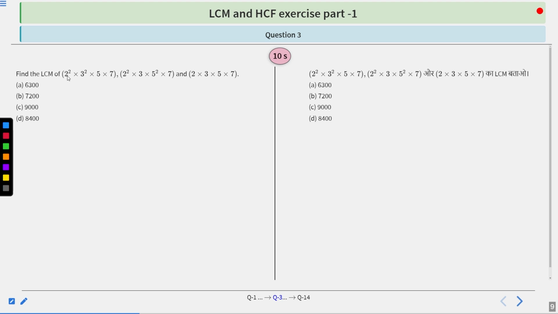Find the LCM of 2 square into 3 square into 5 into 7, comma, 2 square into 3 into 5 square into 7, and 2 into 3 into 5 into 7. Options are 6300, 7200, 9000, or 8400. These are the options.